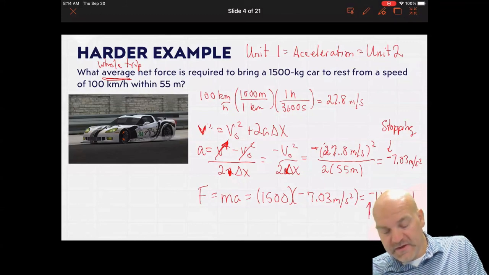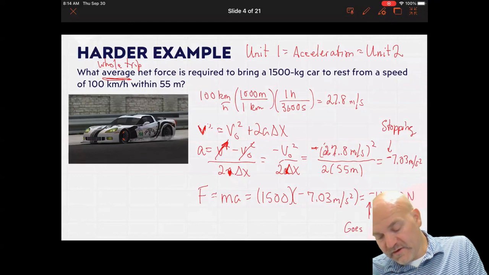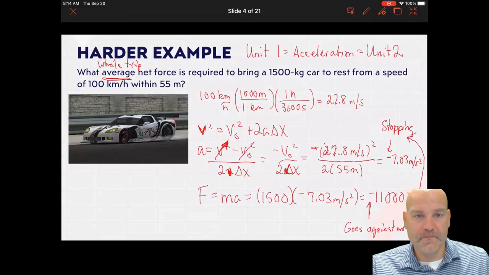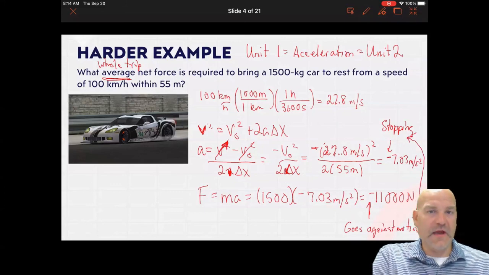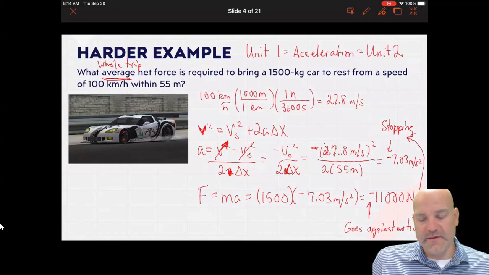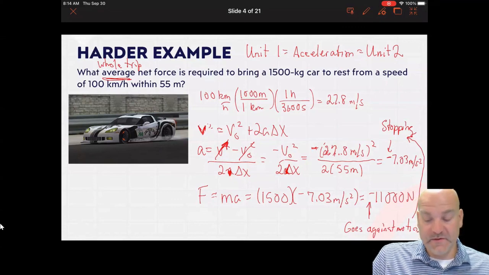The negative just means that it goes against our motion. How do we know that? Because the object is coming to a stop. Every other video from here on out is now going to focus on the applications of Newton's laws.